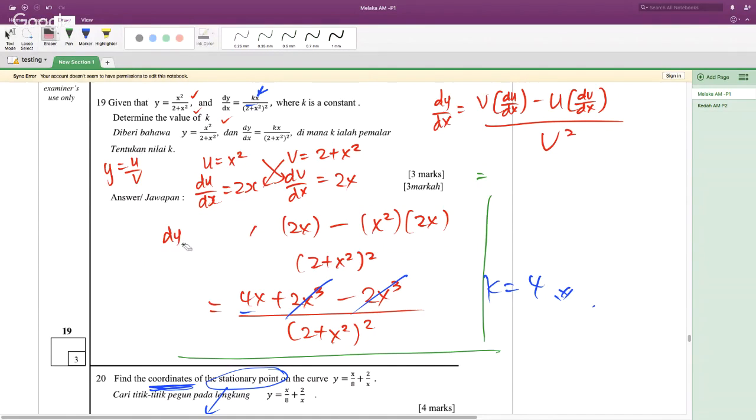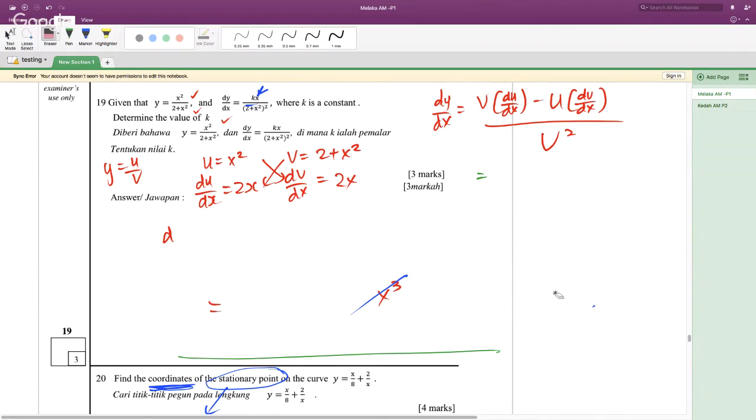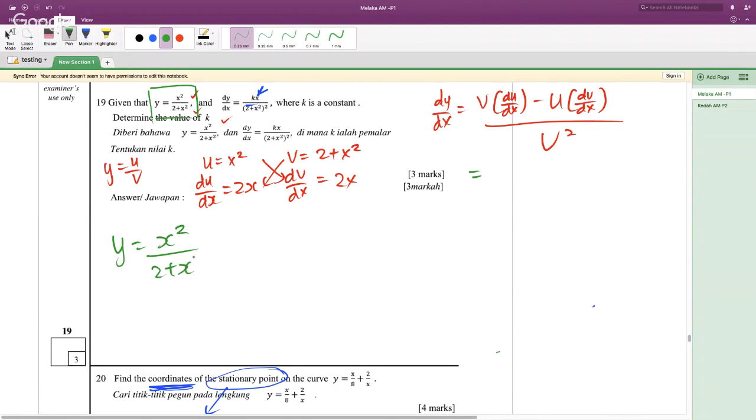Let me just redo this one, the last thing, because I have another meeting later. So first, you have y equals x squared over 2 plus x squared. Always remember this: the top one is u, the bottom one is v. So you let u equal x squared, and you let v equal 2 plus x squared.